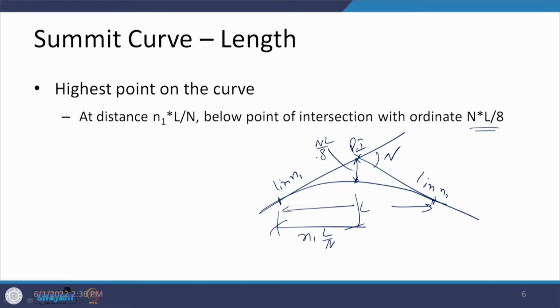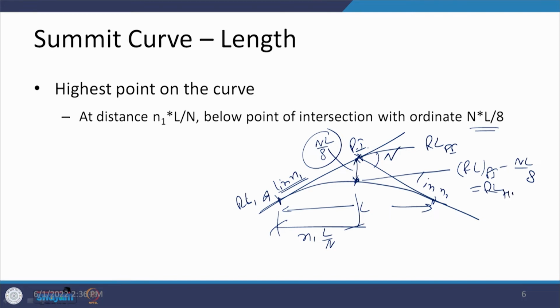Now, this can also be utilized to work in the field and find out the reduced levels. Say you have a reduced level of this point A available as RL1. With the help of this 1 in N1, you can find out the reduced level of PI, and from there, if you use this ordinate and reduce the values, you have RL of PI minus NL by 8 as the reduced level of the highest point. So, this is another utility of what we have just looked at.